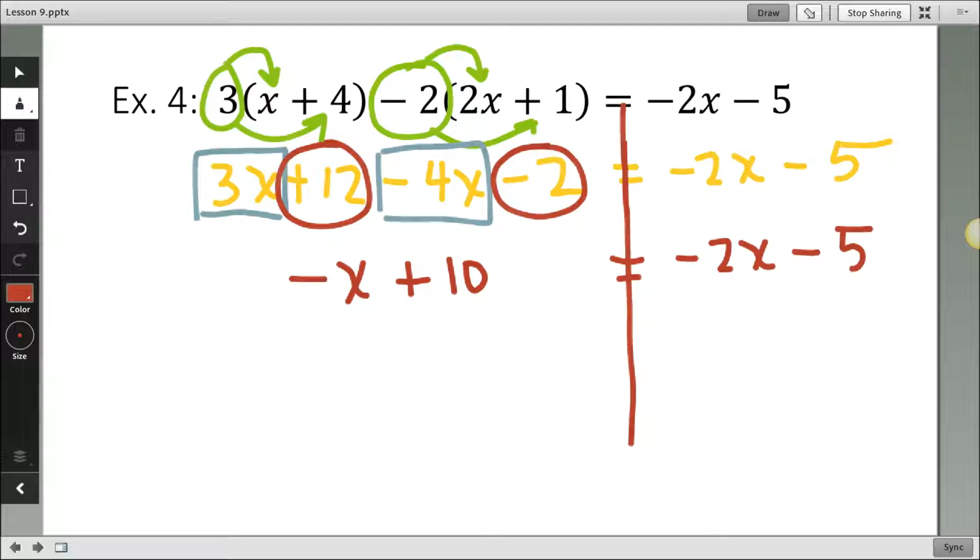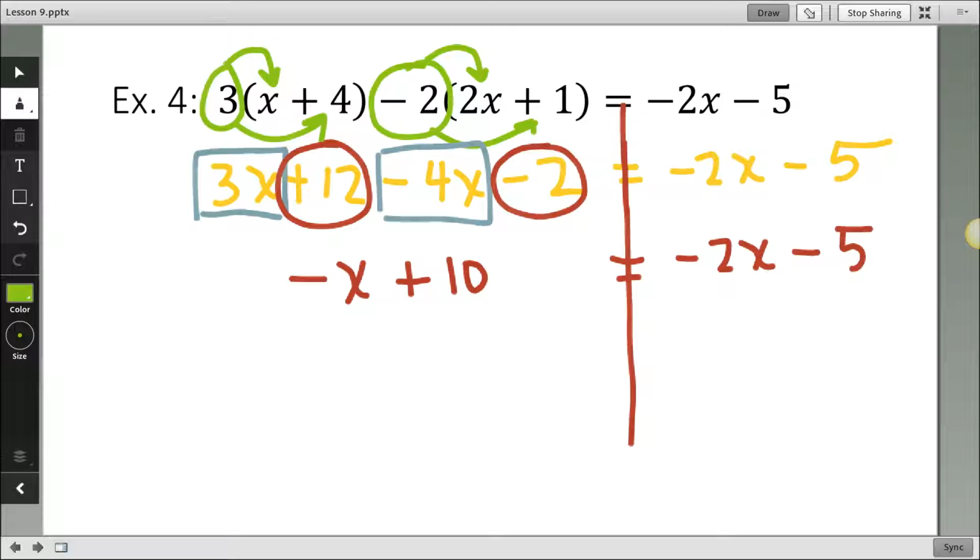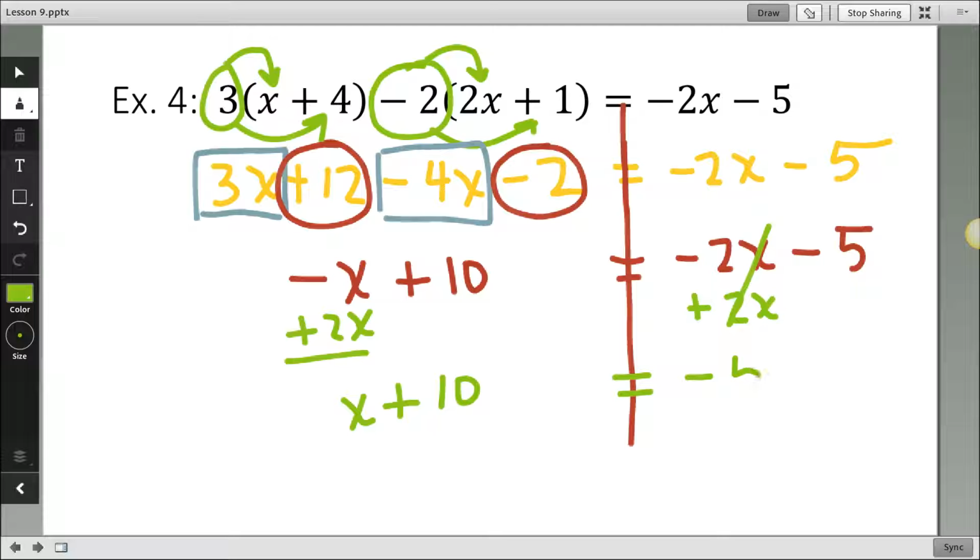All right, so step 1, distribute. Step 2, combine like terms. Step 3 on any multi-step equation is to move the variables to one side. And this is where I like to move the smaller variable to the larger side. So in this case, negative 2 is smaller than negative x, so I'm going to add 2x to each side. So those are going to cancel. And that's going to leave me with negative x plus 2x is positive x. And on the other side, I've got negative 5.